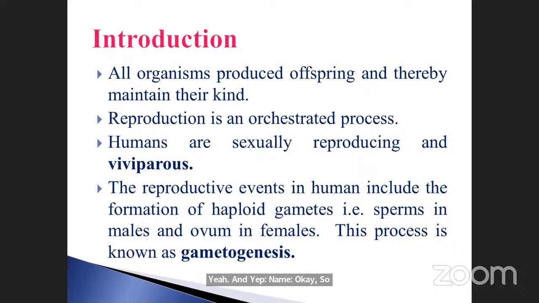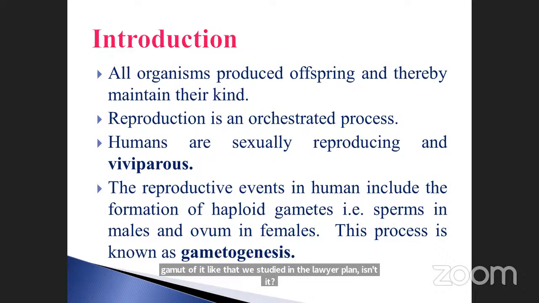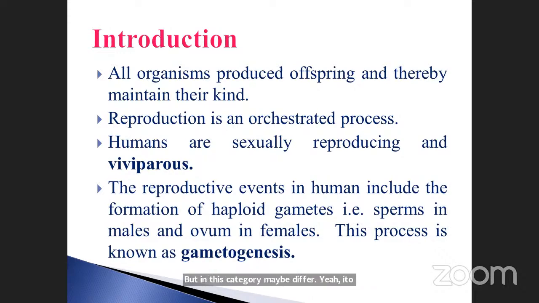The reproduction even in humans includes the formation of haploid gametes, that is sperms in the male and ovum in the female. This process is known as gametogenesis. What is the meaning of gametogenesis? Each male and female has their own reproductive organs and can produce their own gametes. The male produces the gamete called sperm, the female produces the gamete called egg. Collectively, this is gametogenesis. Already we studied sporogenesis, sporophyte, gametophyte in the lower plants, isn't it? But in this category, it may differ. Gametogenesis means gamete production in different individuals respectively.